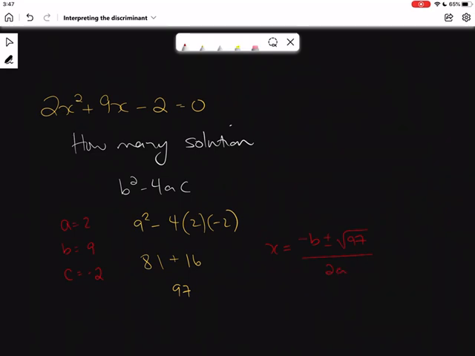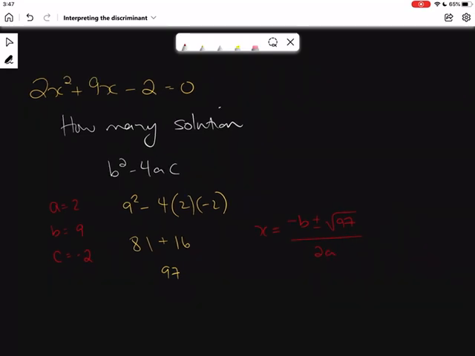So that tells me the two potential solutions I could have. Here b is 9, and a is equal to negative 2. I know that I have two solutions because when I plug in these values, I'm going to get negative 9, and I'm going to get a solution where I'm adding root 97 over 2 times negative 2, which will give me negative 4.